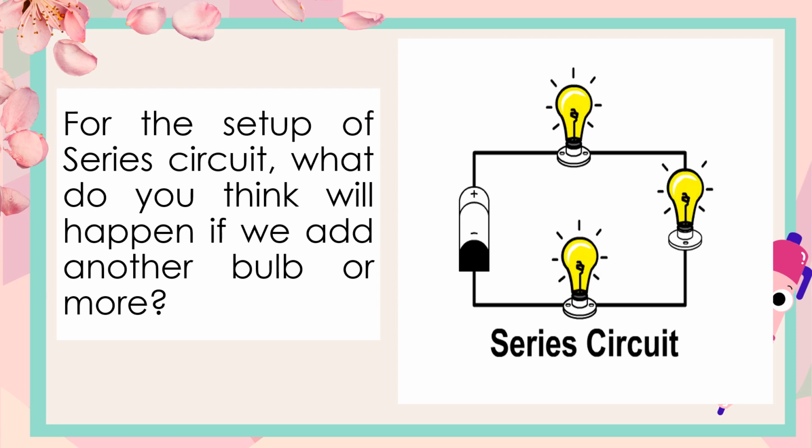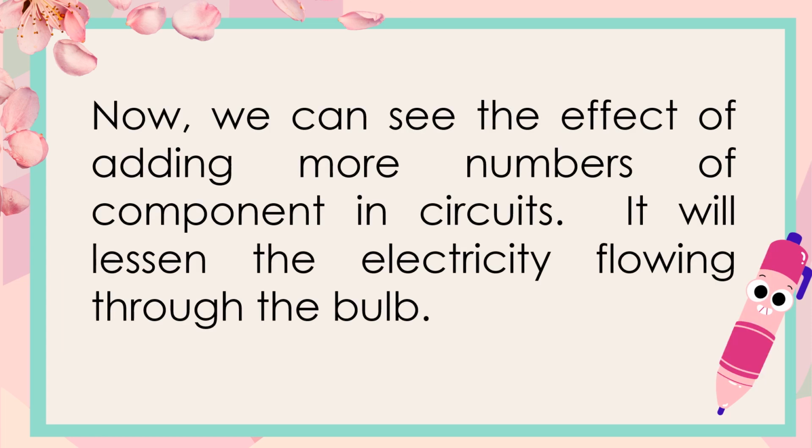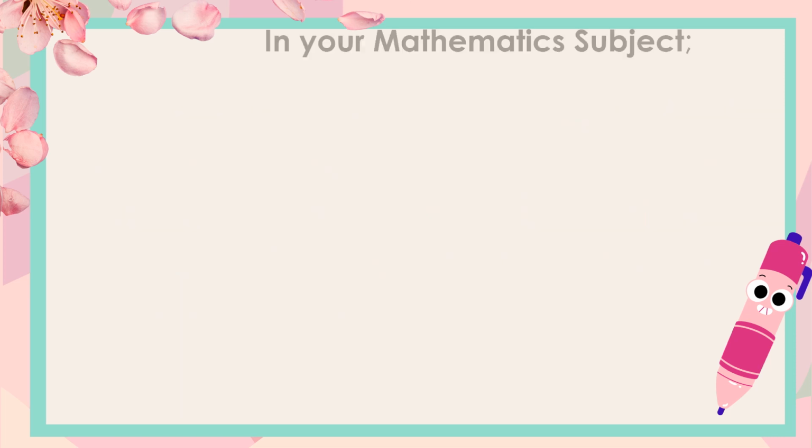For the setup of a series circuit, what do you think will happen if we add another bulb or more? Okay, so in a series circuit, it will make the bulb dimmer and dimmer. How many bulbs are in the circuit? We have 3 bulbs. Now we can see the effects of adding more components in circuits. It will lessen the electricity flowing through the bulb.